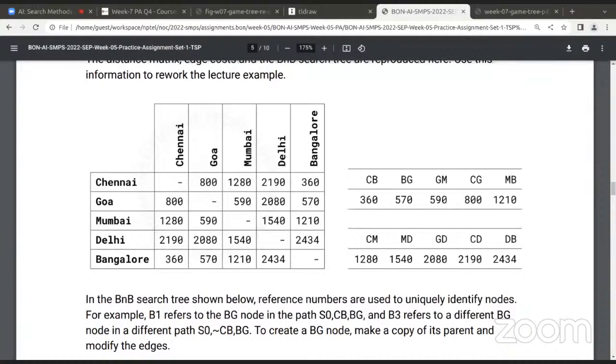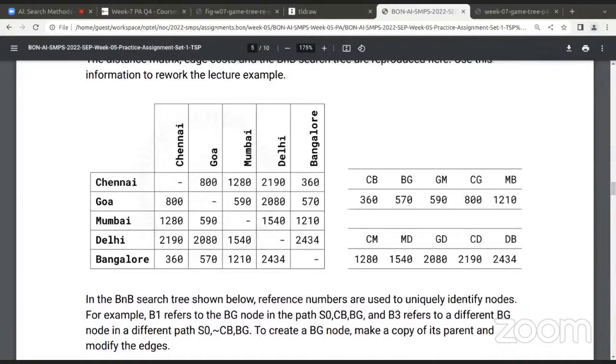Okay. See, I opened the spreadsheet. For me, in the first column I wrote C, Chennai. In the second column, the same row, I wrote Bangalore. And in the third column, I'm writing the cost, 360. Got it? Okay. From Chennai again, I have to go to another city. That is the second of the two edges. Which is the other edge? Goa, G. It is 800. Right. I wrote it. Now we are done with Chennai.